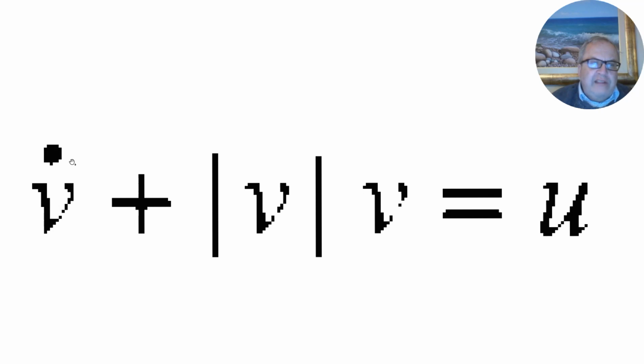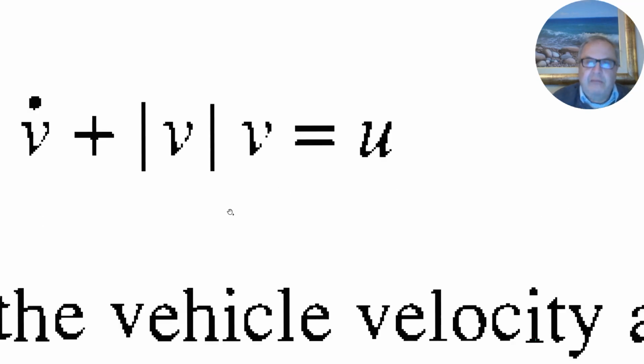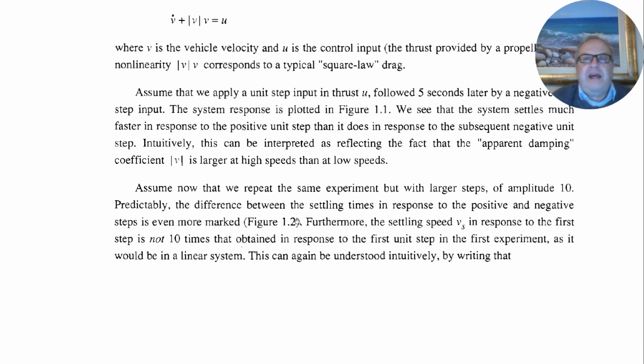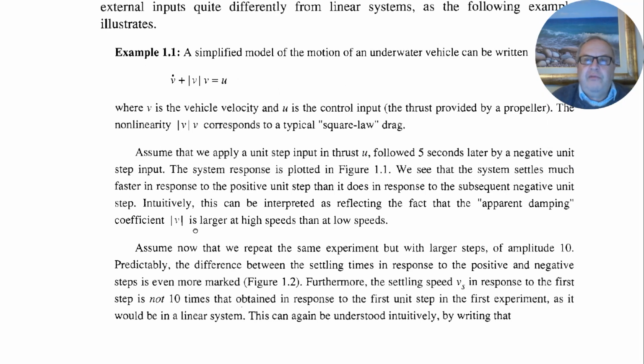dv/dt, the derivative of v with respect to time, plus v multiplied by the absolute value of v, equals u. This term makes the system nonlinear. So let's say, for example, that for this system we apply a step function as input.